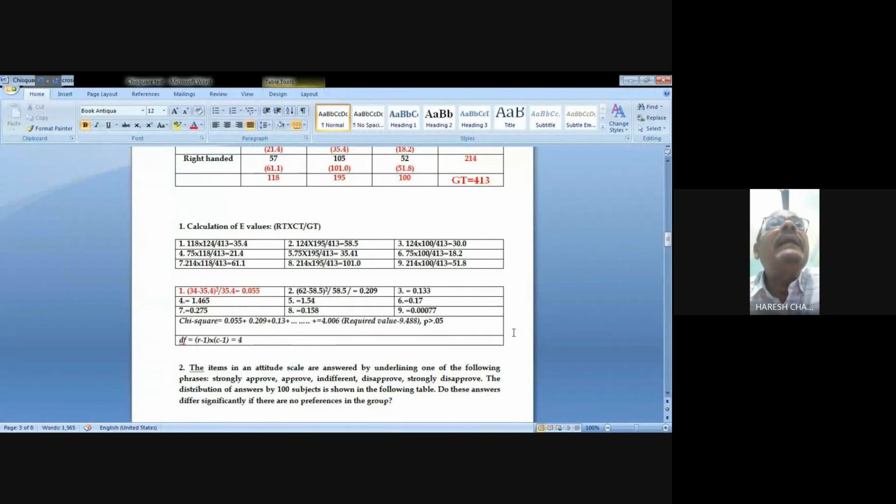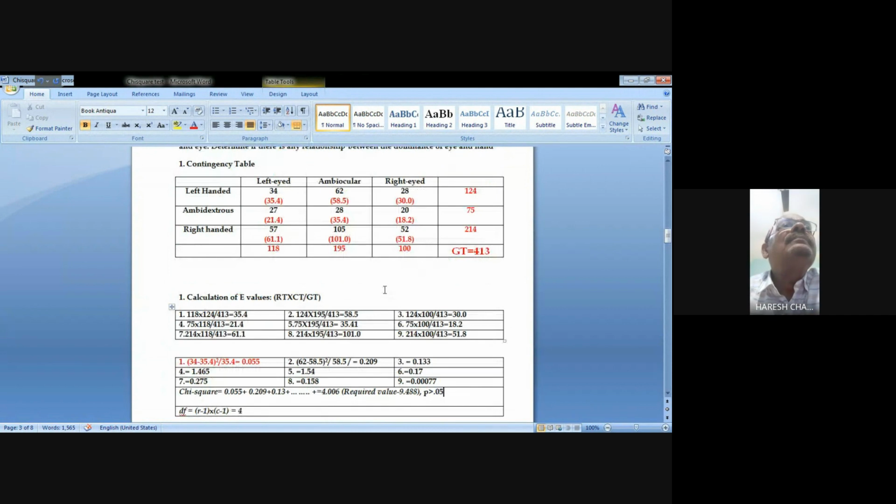Then how many rows are here? 3 rows and 3 columns. That means 3 minus 1 into 3 minus 1 is equal to 4. Here the degrees of freedom is 4. Now you can see the chi-square critical value table either in a book or online, or it will be given to you in your question. The critical value with degrees of freedom 4 is this. Then you can say something about it.